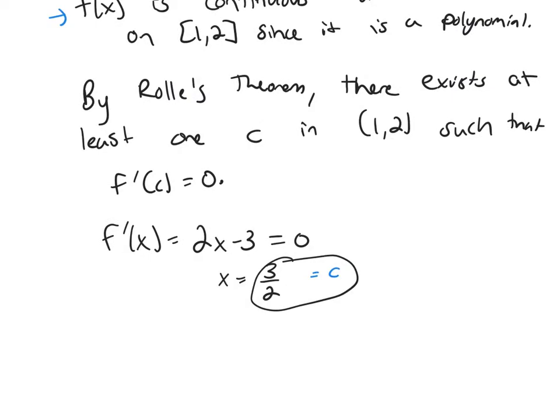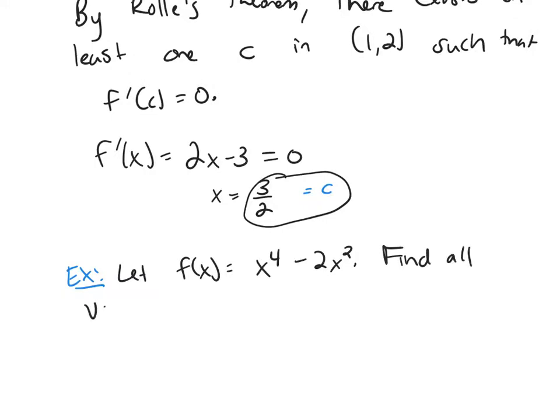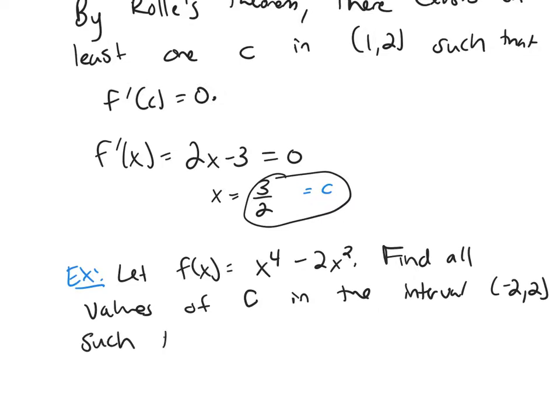So let's look at one more example here. Let's say f of x is the function x to the 4th minus 2x squared. And I want you to find all values of c in the interval -2 to 2 such that f prime of c equals 0.